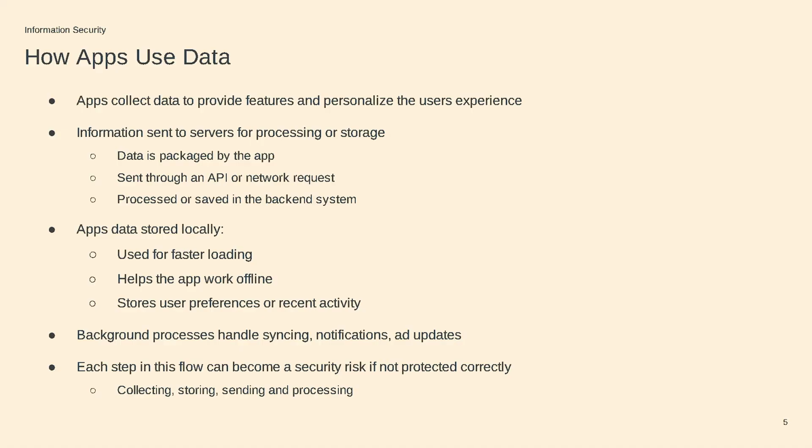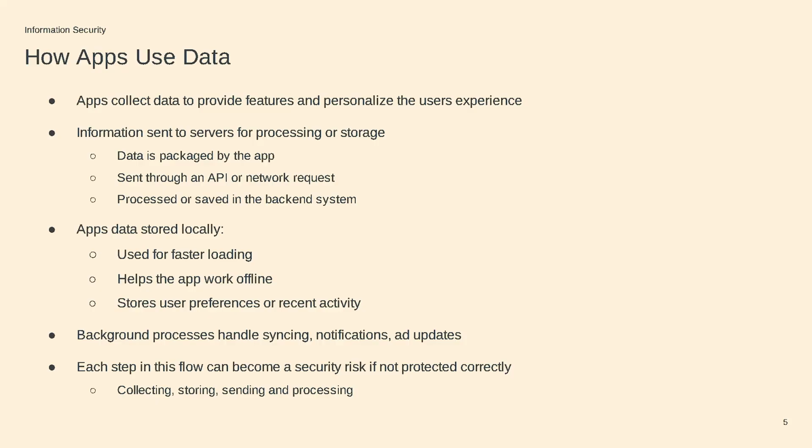How apps use data. Apps use data in a few different ways. They collect information and make the experience feel more personal for the user. A lot of that information is sent to the server, and to do that, an app has to package the data, send it through an API or a network request, and the backend will either process it or store it.